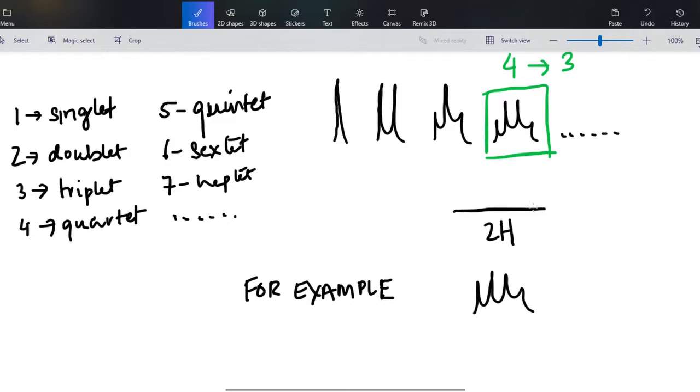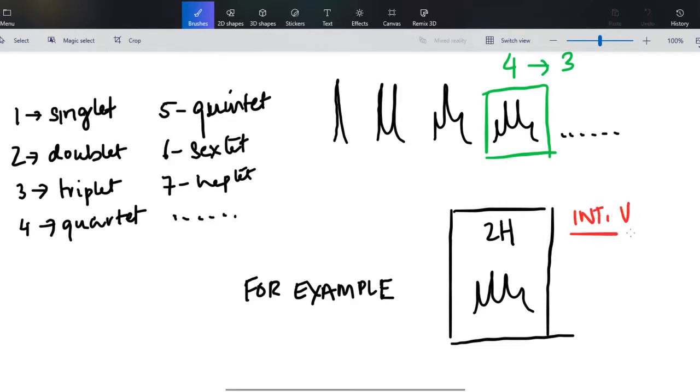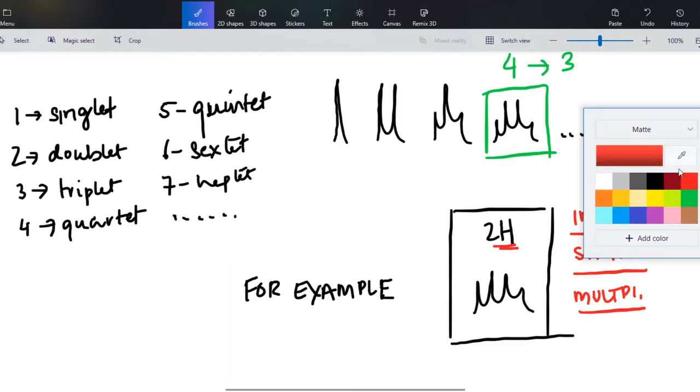In this particular example, I need to consider multiple things. So I'll write this down for you guys: the integration value, the shape of the signal, and the multiplicity as determined by the shape. The integration value or integration number is this number right here. It tells you about how many hydrogens are producing that particular signal. So in this case, this signal is produced by only 2 hydrogens. That means these 2 hydrogens have the same environment.